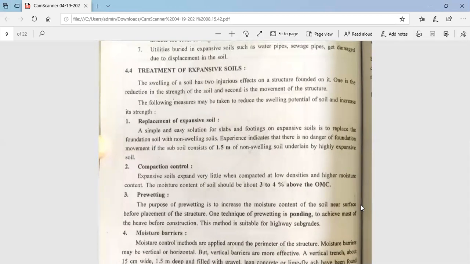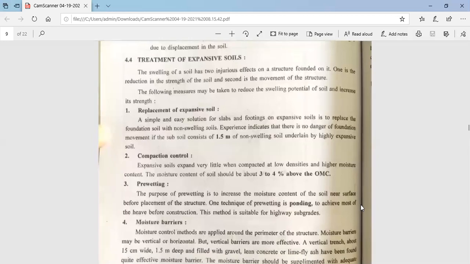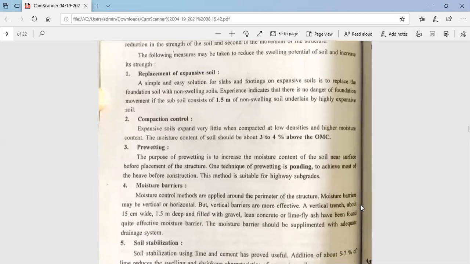Right. So the first one is the replacement of expansive soil. A simple and easy solution for slabs and footings on expansive soil is to replace the foundation soil with non-swelling soils. Experience indicates that there is no danger of foundation movement if the subsoil consists of 1.5 meters of non-swelling soil underlain by highly expansive soil.